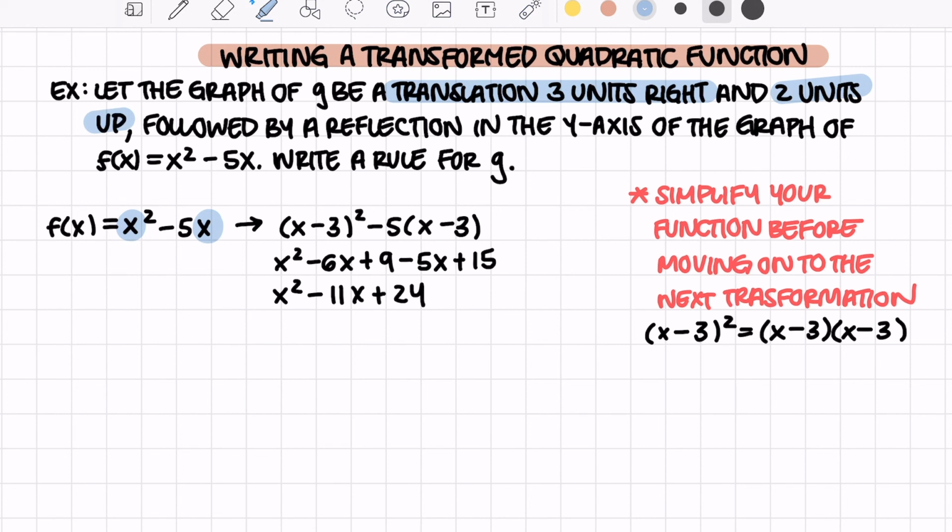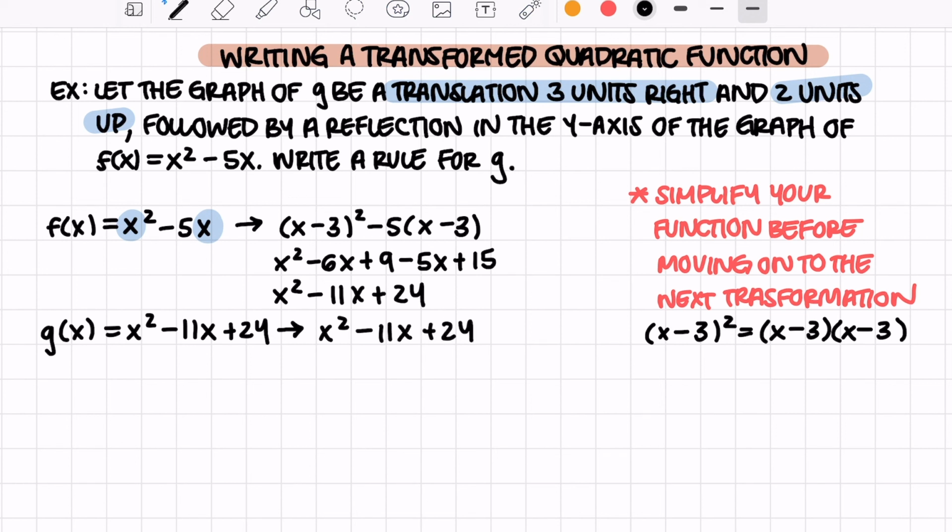Okay, the next transformation says that we have 2 units going up. So I'm going to take my entire function here and add just a 2 to it. So we have g of x is equal to x squared minus 11x plus 24. My new transformation is just to add 2 to the entire function. We get 24 plus 2. And again, I'm still going to start by simplifying my function before moving on to the next transformation. So we just get 26.